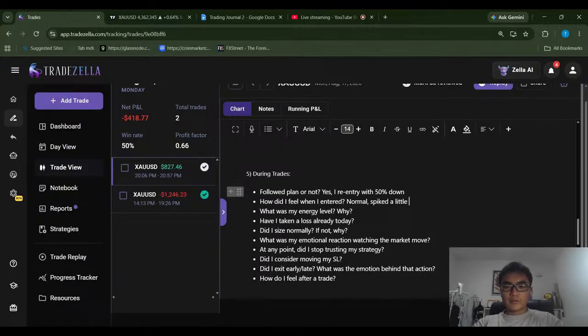I feel a little more confident this way. Not as picky, because this is the time that I was on the rest. Have I taken a lot? Yes. No, I lowered the size, 50% lower.